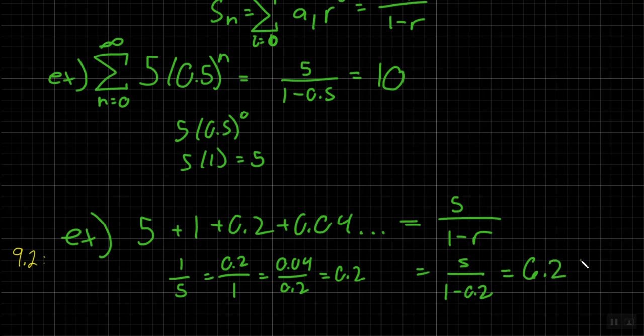6.25. When you added these all together, what did you get? 6.24. Isn't that super close to 6.25? See, because it just keeps getting smaller and smaller and smaller. Yep. Cool.